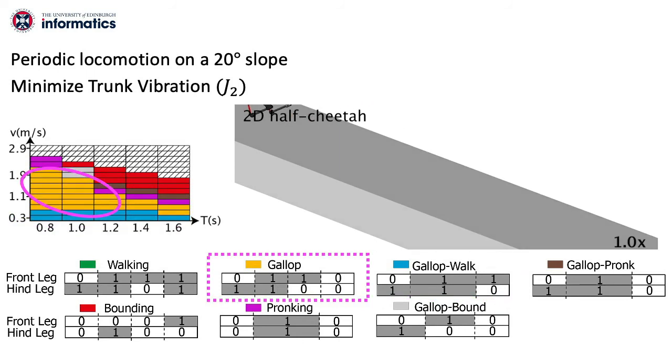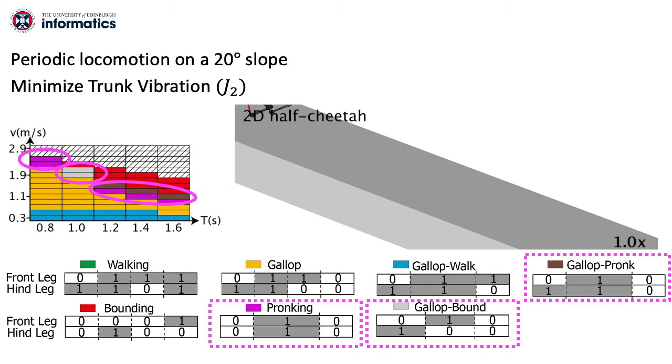However, for low cycle duration and medium velocity, the gallop gait becomes favored instead of the bounding gait. Furthermore, we can observe the pronking gait, gallop-bound gait, and gallop-pronk gait appear to cover small regions during the transition from gallop to bounding.